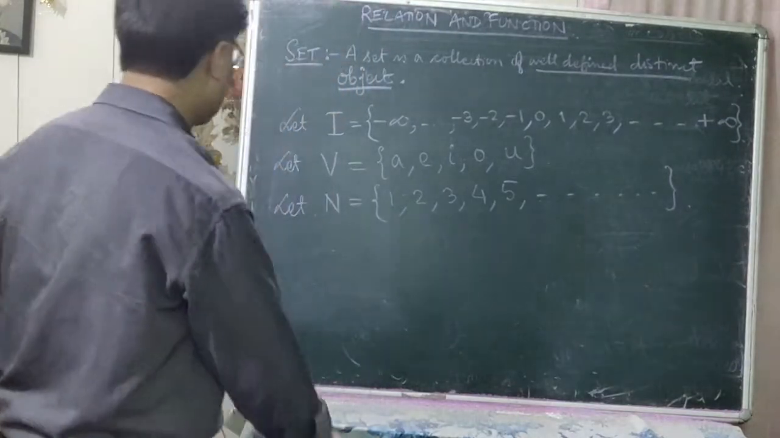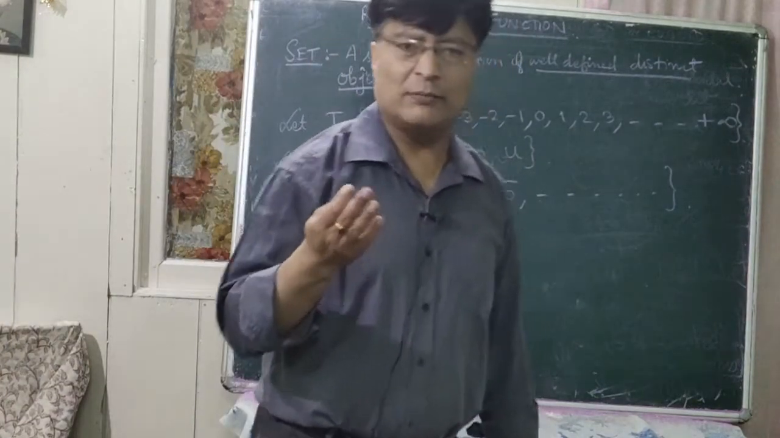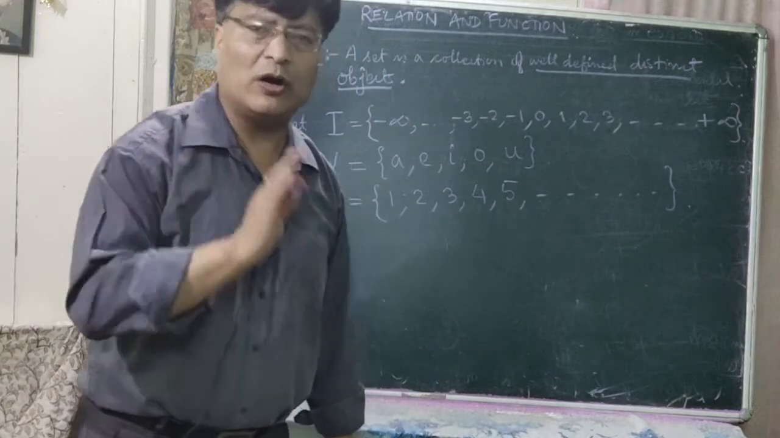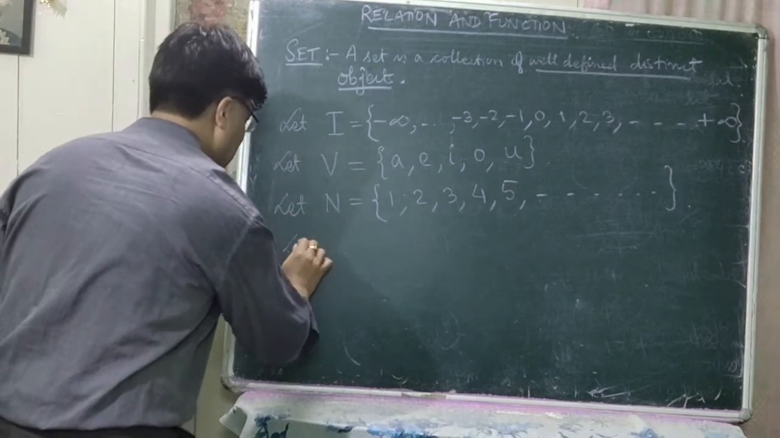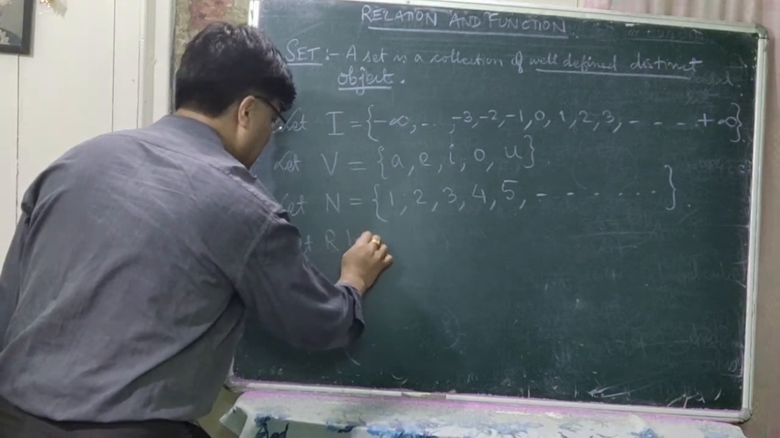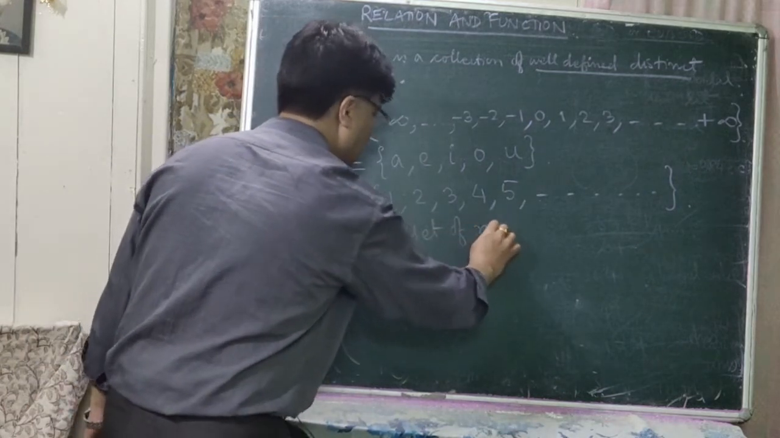And then real numbers, you know real numbers, isn't it? Real numbers means all defined numbers. All defined numbers are denoted by the set R. Let capital R be the set of real numbers.